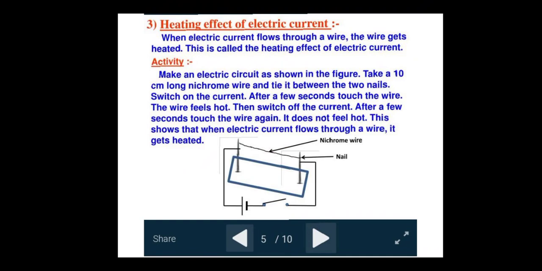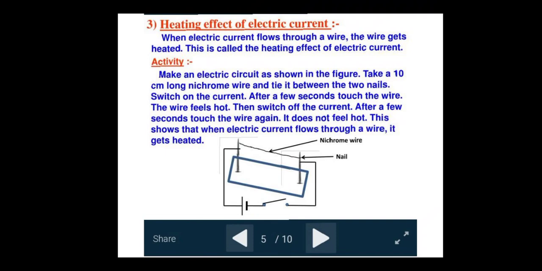Now, heating effect of an electric current. When an electric current flows through a wire, the wire gets heated and this is called the heating effect of electric current. Make an electric circuit as shown in the figure. Take a 10 mm long wire and tie it between the two nails. Switch on the current. After a few seconds, touch the wire, it will be hot. We know that if an electric current passes through a wire, after some while if we touch the wire we will feel it hot.